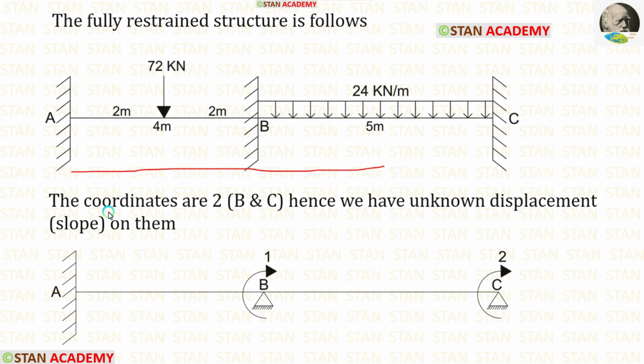Now let us make the coordinates diagram. In this analysis, there are two coordinates. The coordinates are in the points B and C, because in these points only, we have the unknown displacement, that is slope. The coordinates should be made in the clockwise direction. You can see that both of the coordinates are in the clockwise direction.